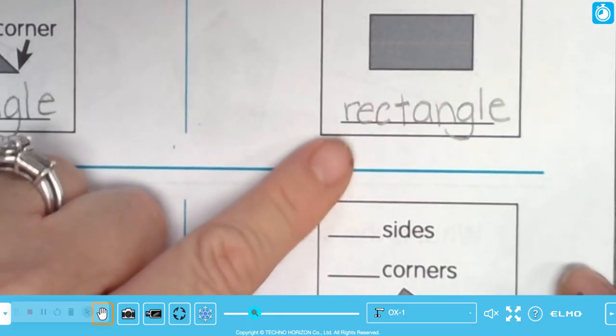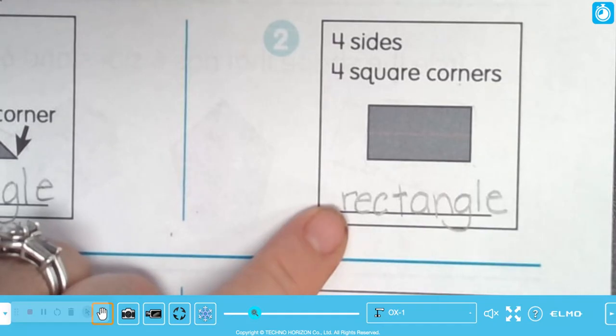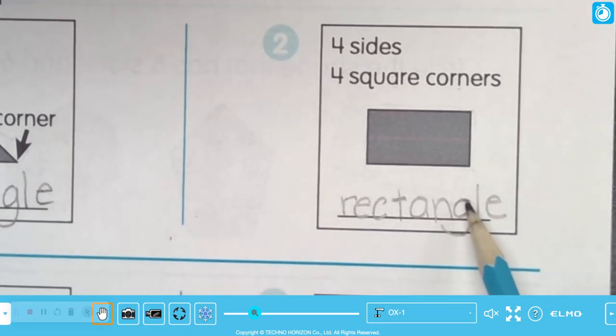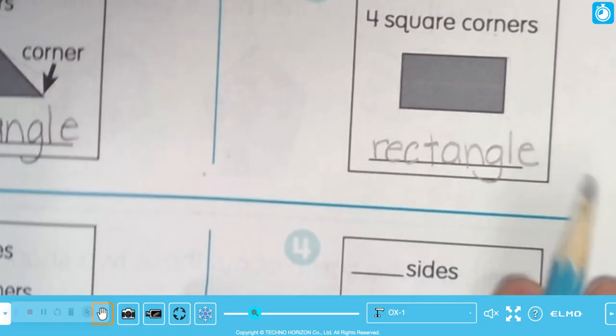Rectangle. You have to write it kind of small because it might not fit. Rectangle. Go ahead and write that down. Okay. If you need more time to finish writing down the word rectangle, pause the video right now so you can finish writing it down. If you don't pause, I'm going to keep moving on, and you won't get a chance to finish copying. So pause it now. All right, here I go.